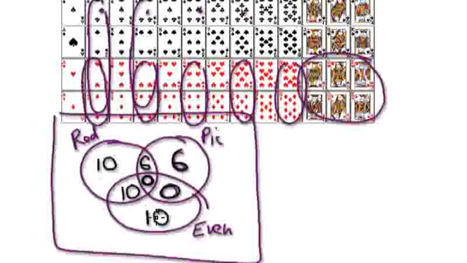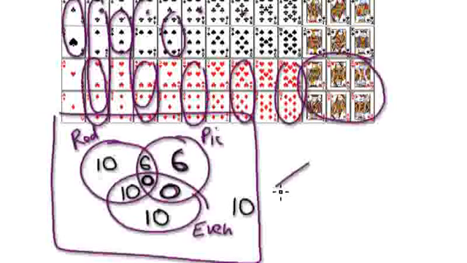Remember, we've got 52 cards altogether. So that means that there are 10 out here that are neither red nor picture nor even. Don't forget, out here would be 10. So your Venn diagram will actually look like this. So this would be your final answer for the Venn diagram.